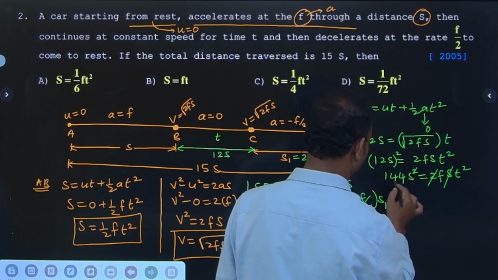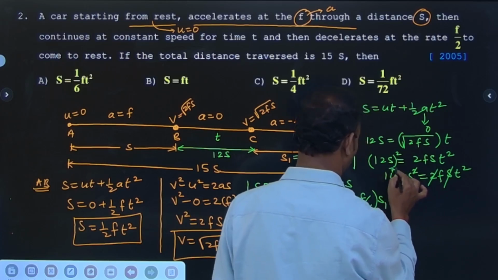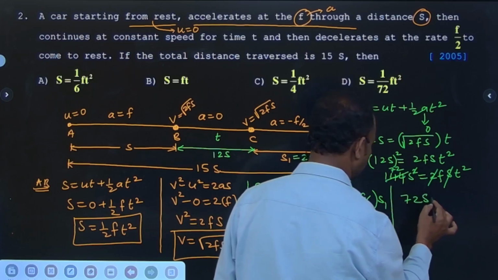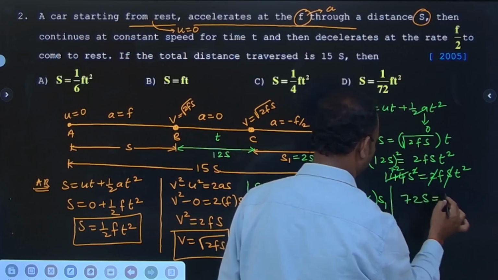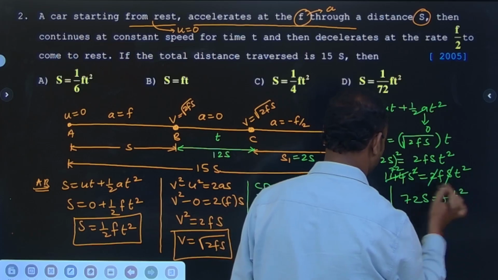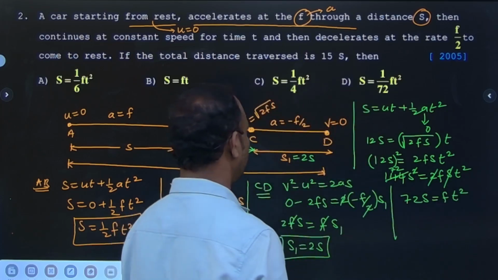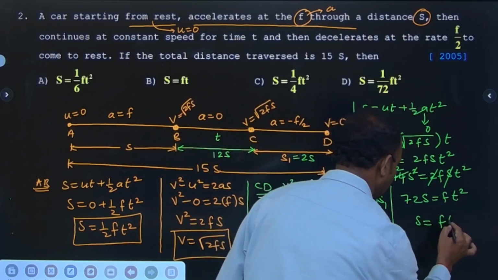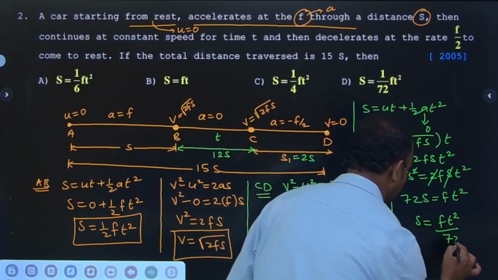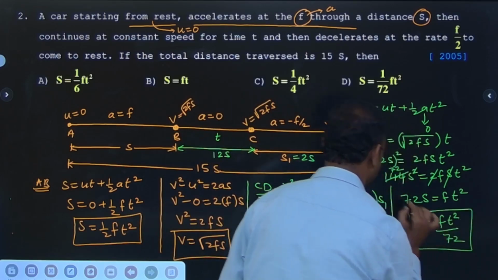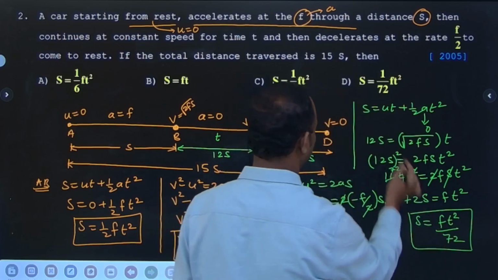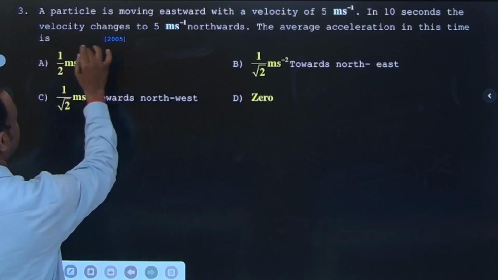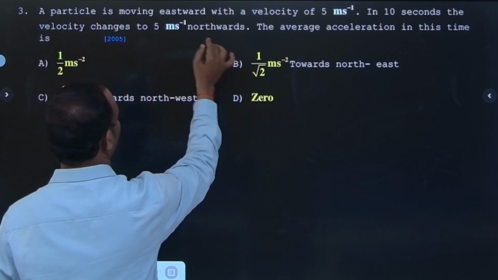2 ones are 2, 2 sevens are 14, so 2 twos are 72. So 72s is equal to f t square. Okay, 72s is equal to f t square. S is equal to what you write? F t square by 72 is the answer. So S is equal to f t square by 72. Option D is correct.